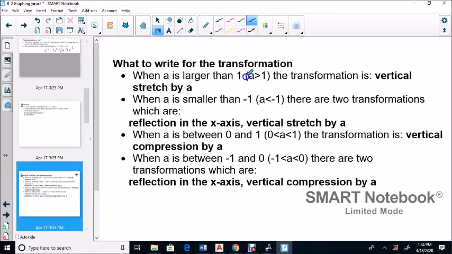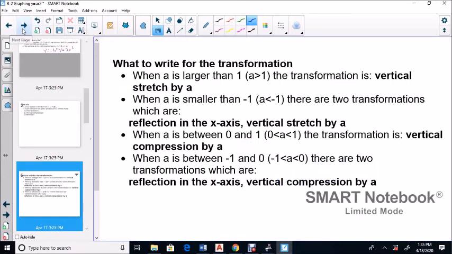So in the bold, it tells you what to write. When a is greater than 1, the transformation is a vertical stretch by a. Okay, when a is smaller than -1, so when it's a negative number like -2, -3, -4, there are actually two transformations, and you write this. There's a reflection in the x-axis, and there's a vertical stretch by a. Now, when a is between 0 and 1, like 0.5, the transformation is a vertical compression. It gets shrunk by a. And when a is between -1 and 0, like -0.5, there are two transformations as well: a reflection in the x-axis and a vertical compression by a.